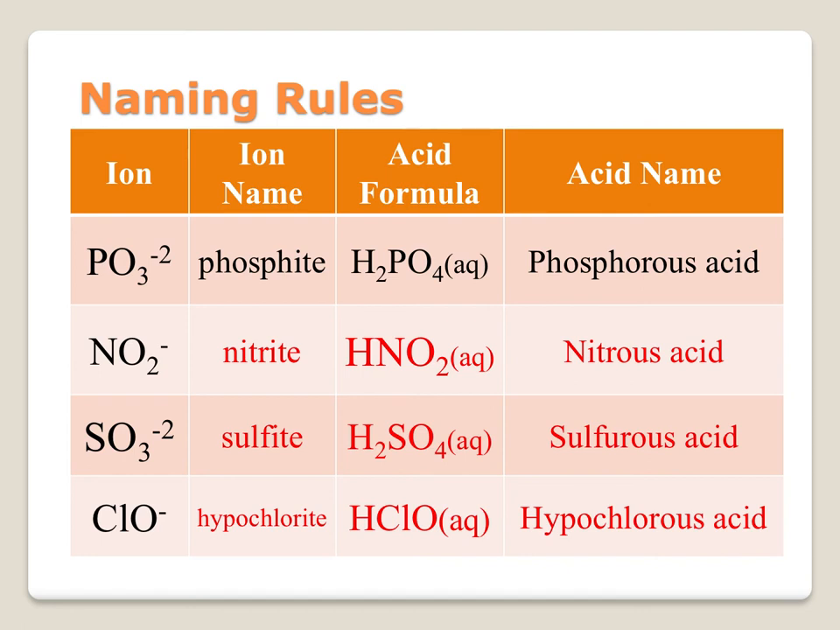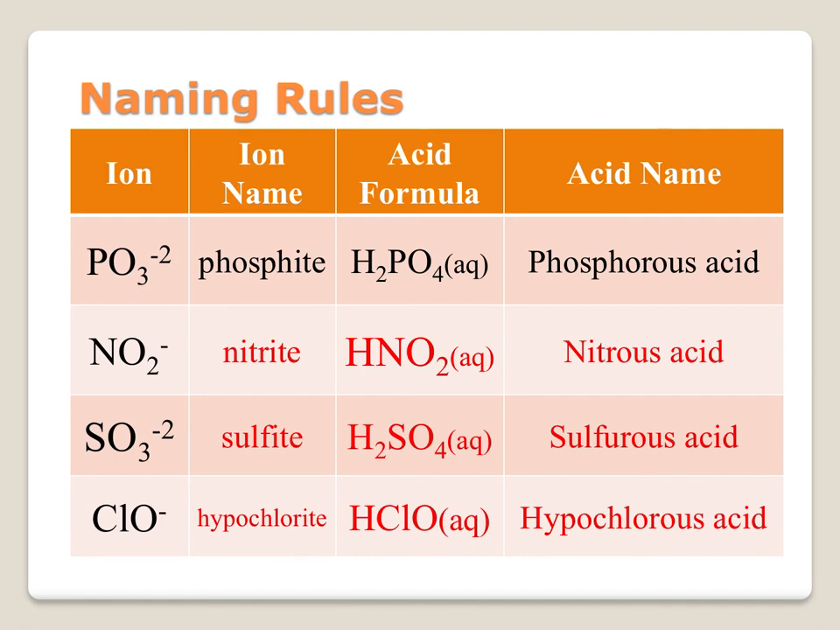Nitrite, and we get HNO2, nitrous acid, sulfite, H2SO3, and it's sulfurous acid. So again, the phosphorous and the sulfur, they're kind of quirky with the ites, and then they put the extra letters back in. It's going to take some practice.